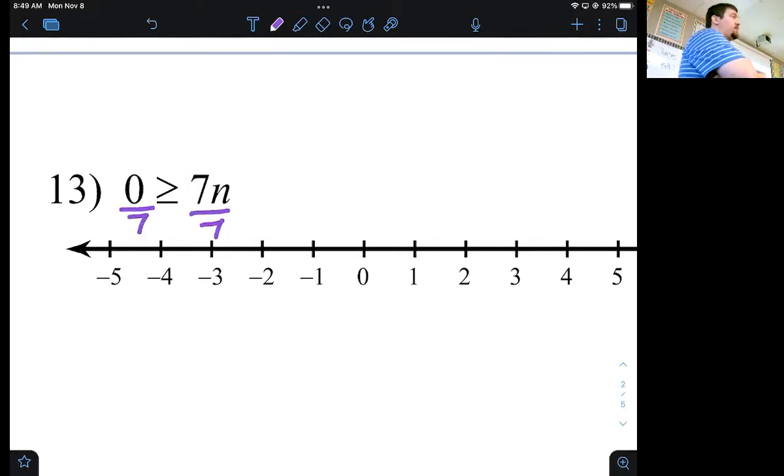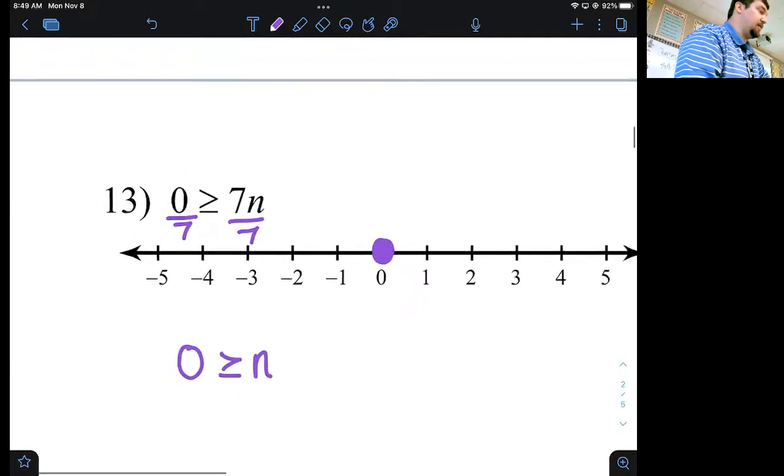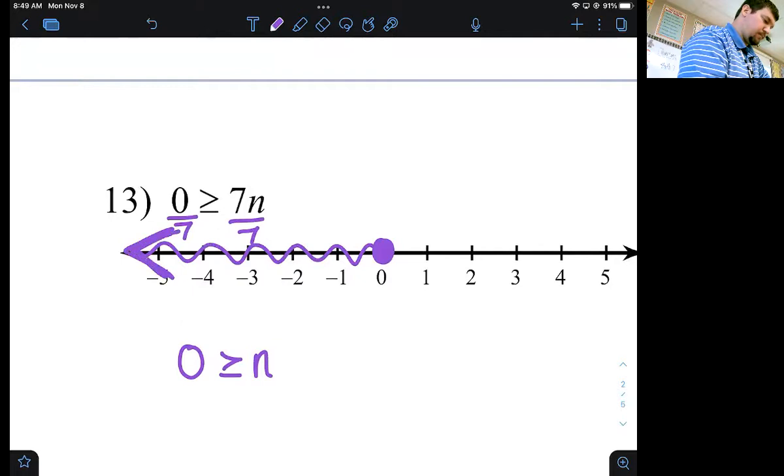Now, is there a rule that says you have to flip the sign when you're dividing by a positive? Nope. So I'm not going to flip the sign here. I'm going to leave the n on the left side, and I'm going to leave the sign as it is. And then Rayleigh, 0 divided by 7. Still 0. Yeah, take nothing, split it 7 ways, it's still nothing. Maddie, do I want to put an open or closed circle around the 0? Closed. And is n bigger or smaller? Smaller, so shade to the left. Good.